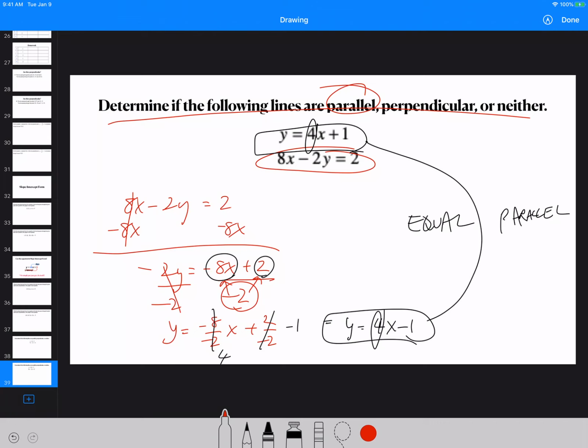Okay, I hope this video helps with understanding how to get the equation in slope-intercept format. Anytime you're given an equation that is not in slope-intercept format, please convert it, then look at the slope, and then determine if the lines are going to be parallel or perpendicular. Okay, that's it for today.